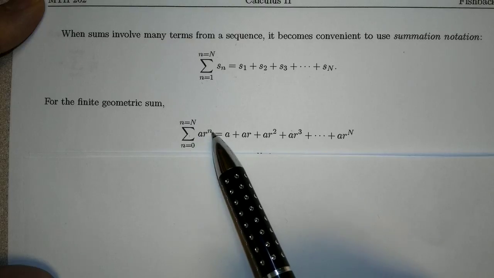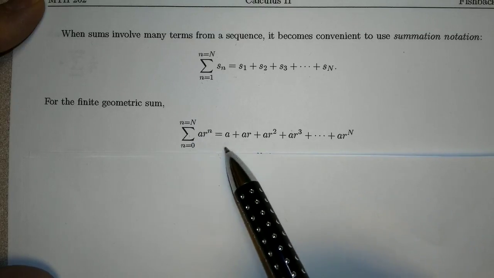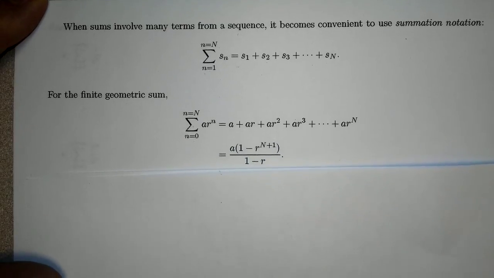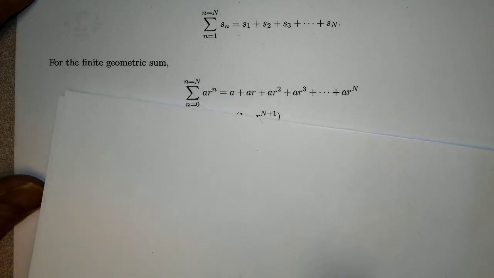If n is 1, we have a times r, and so on and so forth. So this is the sigma notation for S sub n on the previous page, and we know from our geometric sum formula that this simplifies quite nicely.